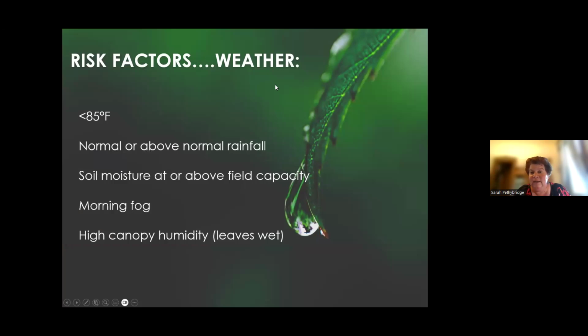So when drilling that down further, the risk factors for white mold are, well, it likes cool conditions like me, less than 85 degrees Fahrenheit, normal or above normal rainfall, similar to this year, soil moisture at or above field capacity. But if it's too wet, that can also be deleterious to the survival of the sclerotia. So if you have flooding, for example, that will kill the sclerotia because they like an oxygenated environment. Morning fog and high relative humidity, which keeps the leaves wet, are also exacerbating white mold.